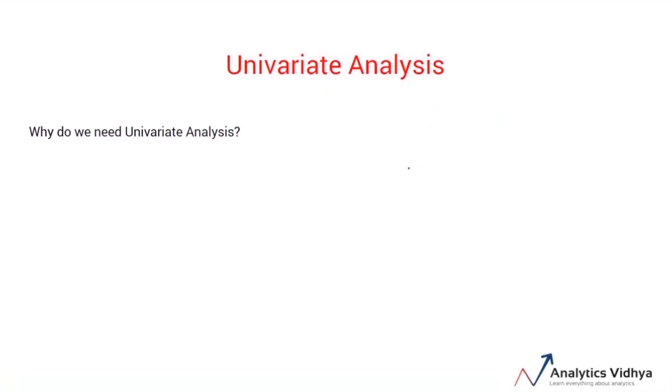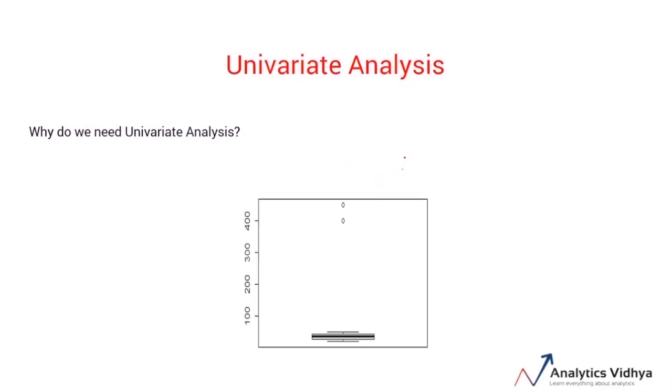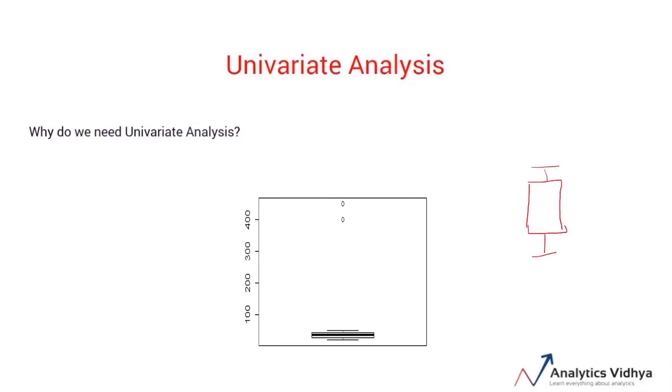So why do we need univariate analysis? Let us understand this with the help of an example. This is the box plot distribution of the age of all the people on Titanic. For people who do not know what a box plot is, a box plot looks something like this. Here we have the lower fence. This is called the upper fence. This represents the median. This is the first quartile. This is the third quartile.